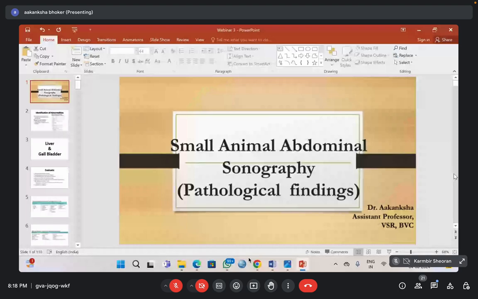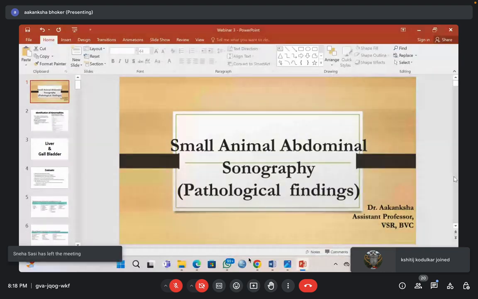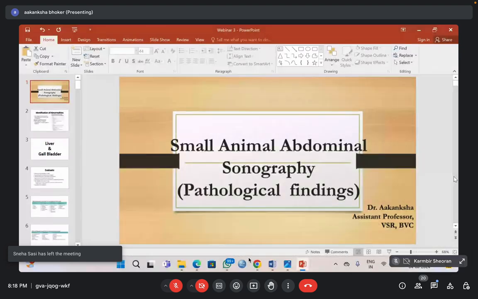Ma'am, can we expect a similar course on radiography as well? Sorry. Can we expect a similar course on radiography? Yes, potentially, maybe in the near future. Sure, I can prepare. If some of you are showing interest, I can definitely give a presentation on radiography.